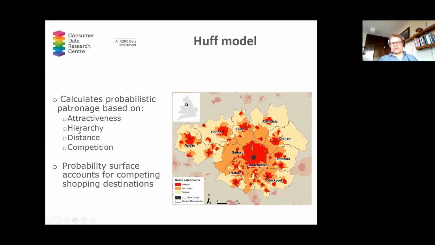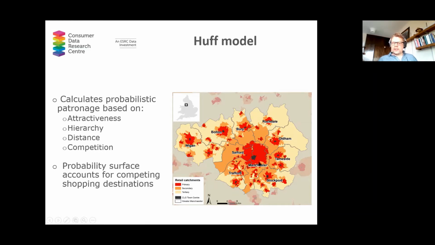We also account for the hierarchy, the distance between consumer domicile and the actual retail center, and competition. All these factors are included in the model and accounted for. And so what we effectively create is the probabilistic surface that accounts for competing shopping destinations. And again, here we have the Greater Manchester, right? And we have the Huff catchments for Greater Manchester highlighted. We have them for the entire England here, but the Greater Manchester is highlighted.